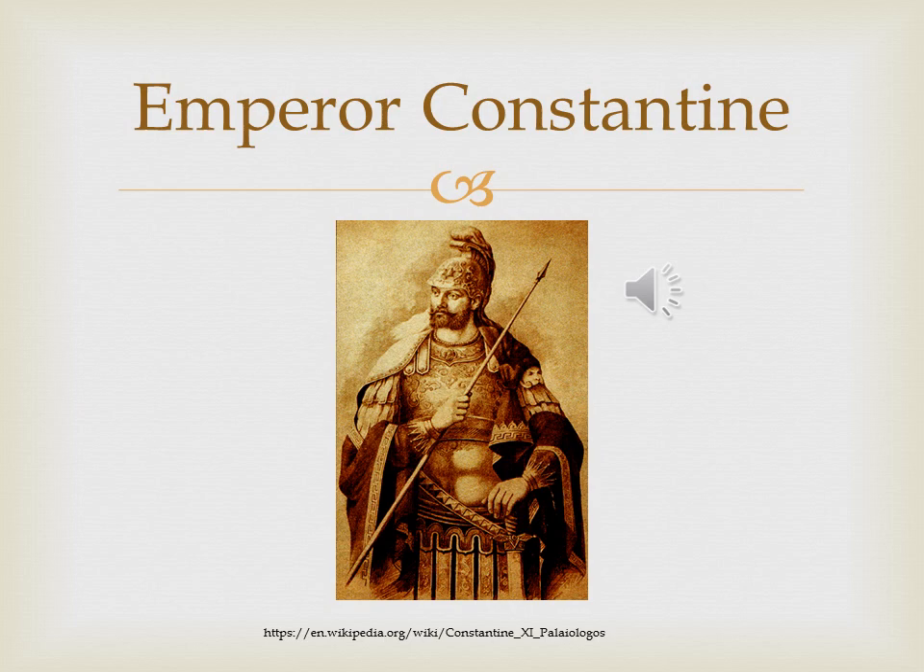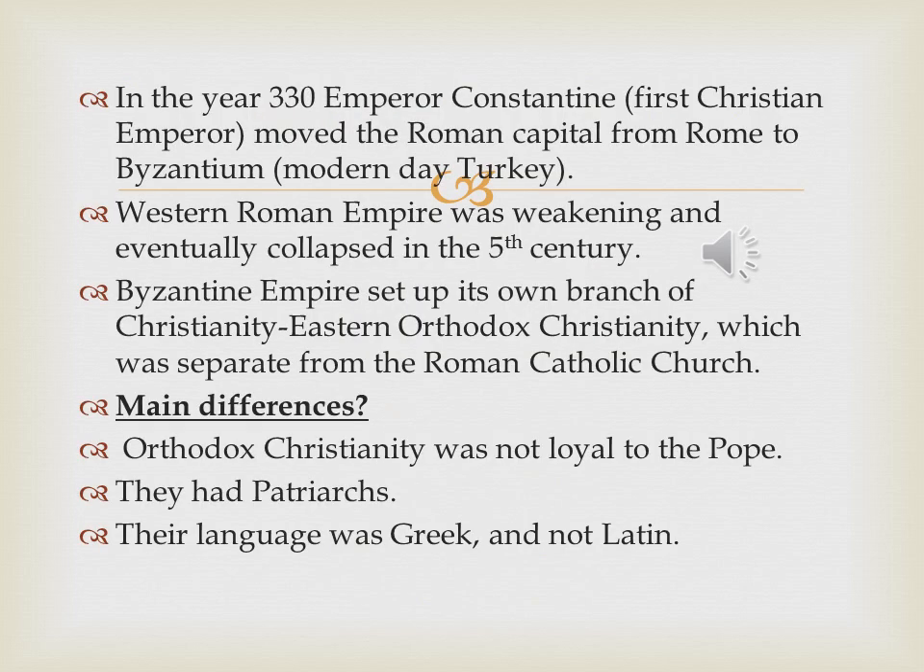Emperor Constantine. In the year 330, Emperor Constantine, who was the first Christian emperor, moved the Roman capital from Rome to Byzantium, modern-day Turkey. The Western Roman Empire was weakening and eventually collapsed in the 5th century.